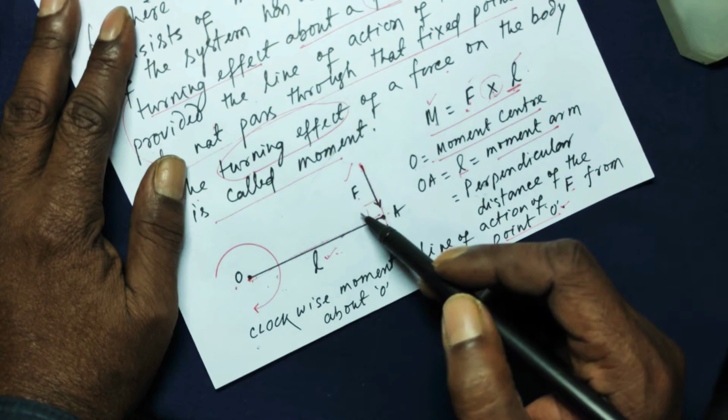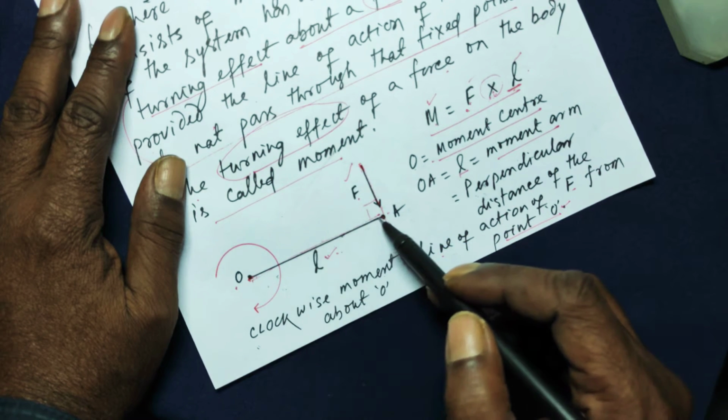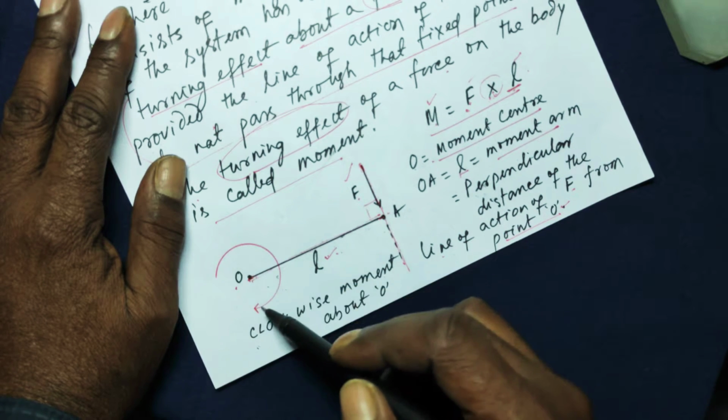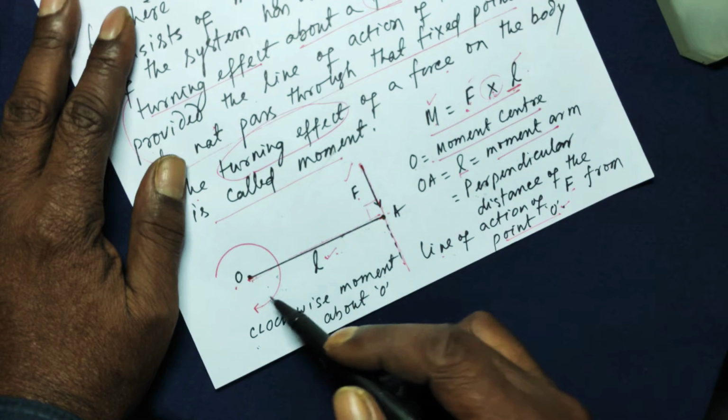So in such a situation, this thing will have a tendency to rotate like this, as shown in the red line. That is a clockwise moment about point O.